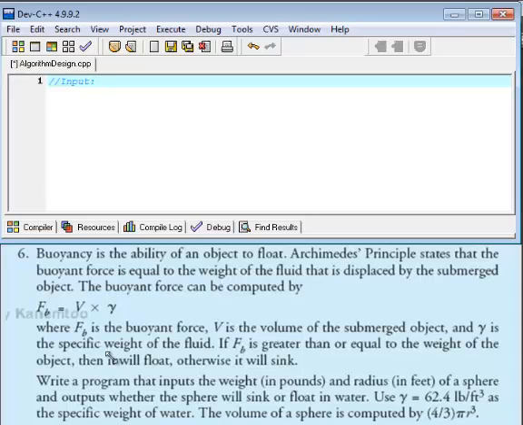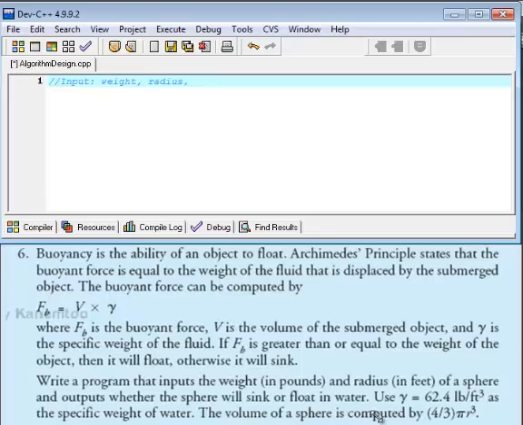And so the input to our programming problem is written right here. The user is going to input the weight in pounds and radius in feet of a sphere. So we know that we are given the weight and that we're also given the radius. What else do we know? We know one other thing.